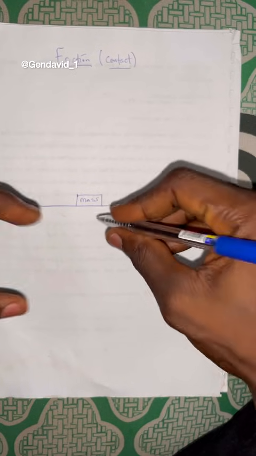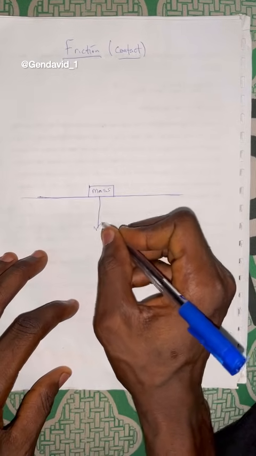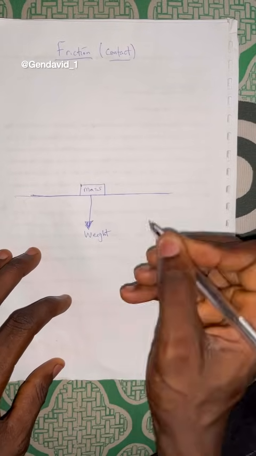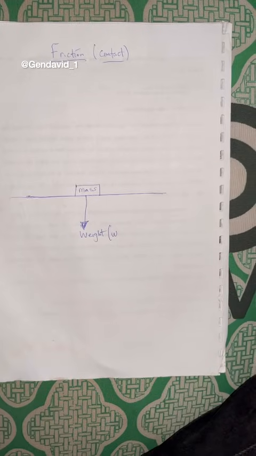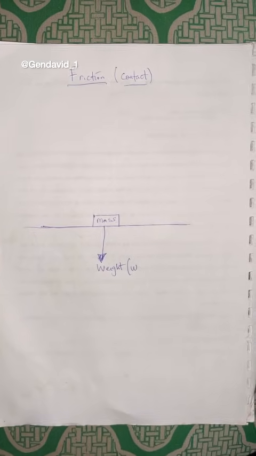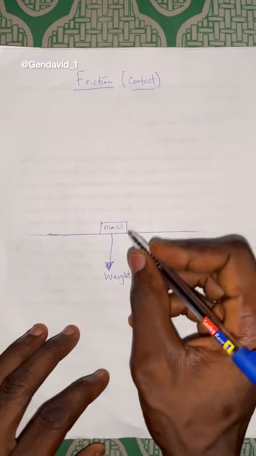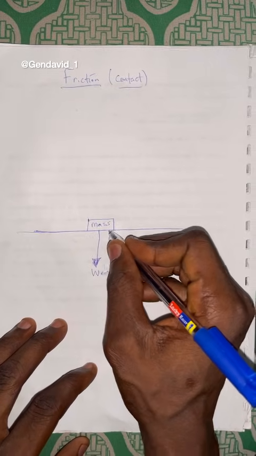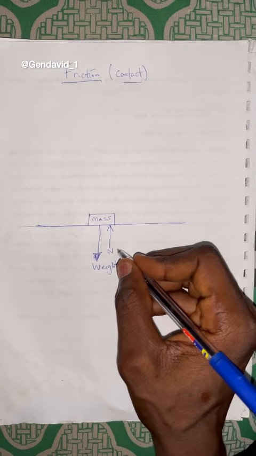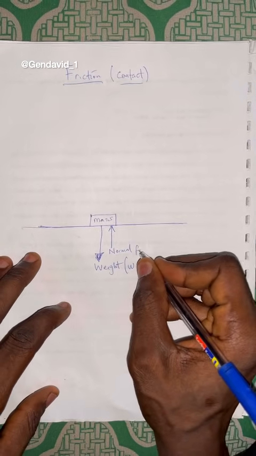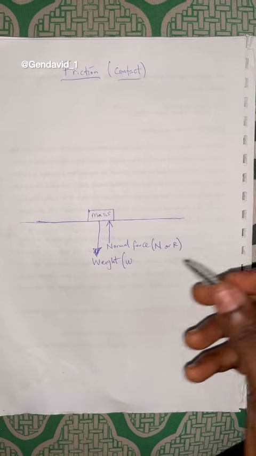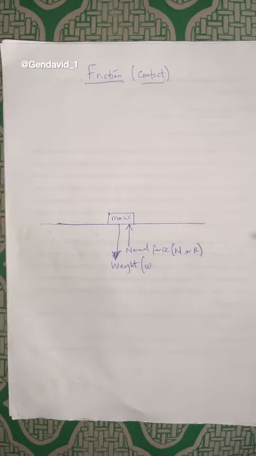As this object is on this surface, the weight of this object will be directed downward. We'll call it W. And at the same time, we have what is known as the normal force. The denotation of the normal force can be N or R. In some textbooks you see it as N, and in some textbooks you see it as R.